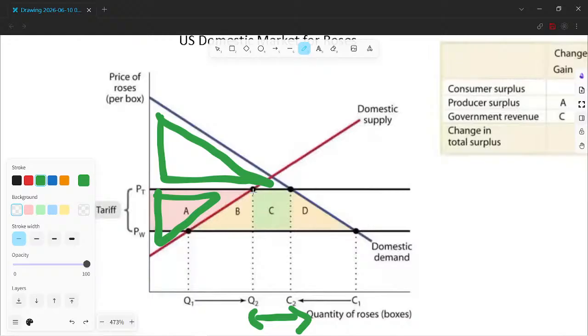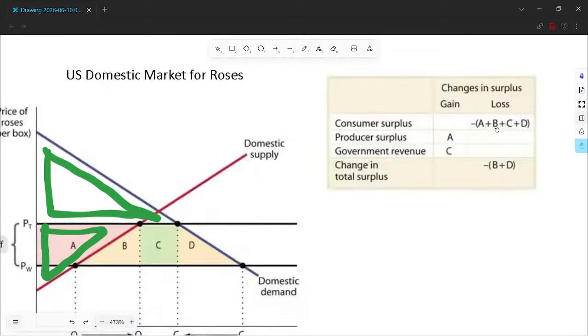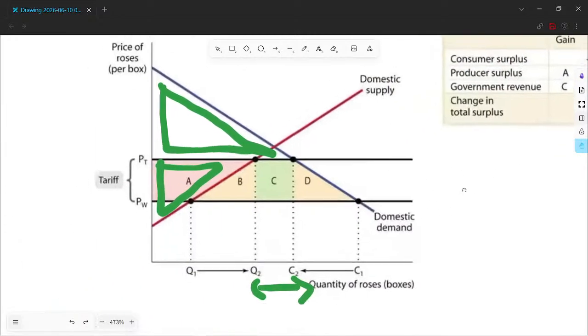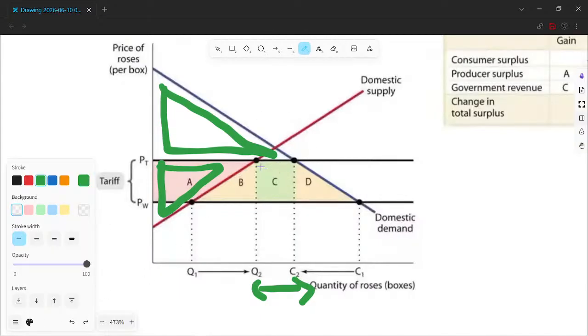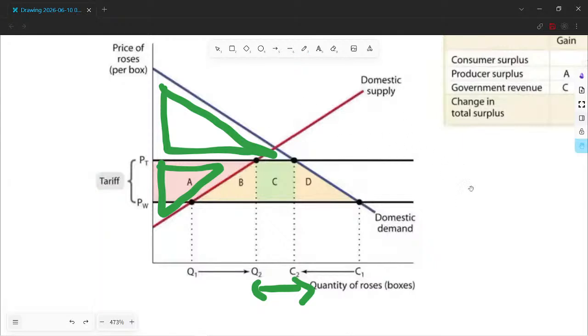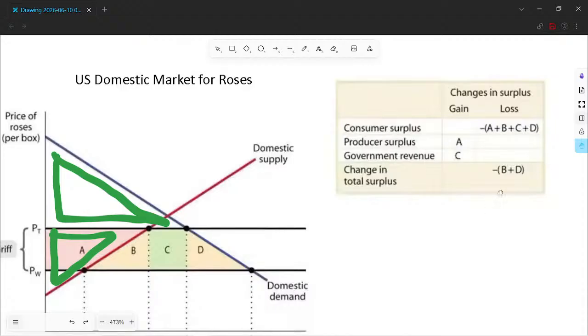And B. What is B? Changes in surplus loss. B, okay, I didn't really understand that. Right. Well, B and D used to be part of consumer surplus, but it's nothing now. It's not part of the tariff. Okay, so they're just gone. B and D are gone. Right. B and D are gone.